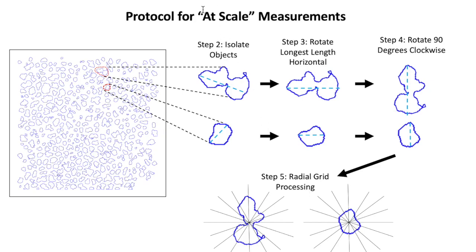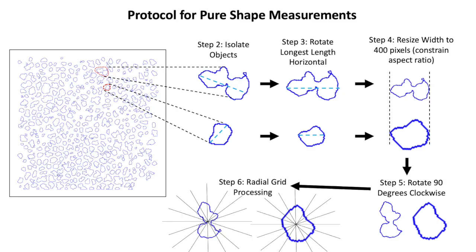So this is how we measure shapes at scale, that is, at their original magnification relative to each other. One object is larger, one object is smaller. To measure something called pure shape, we again isolated each object onto its own canvas. We rotated such that the longest line is horizontal. But then we resized all objects to be the same horizontal width.